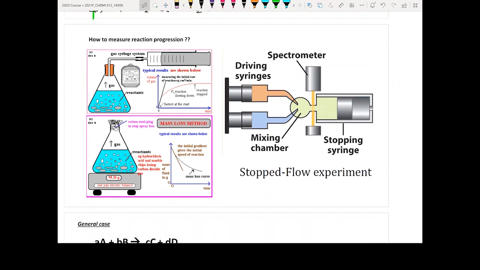Okay, so this slide simply tells you how the measurement has changed in the past 20 years. In old times, like the 19th century, when we measured all these kinetics, what you did was cook your reactants, then collect the gas, then measure the volume of the gas, then use the ideal gas law to calculate the number of moles of your gas. You can see that process takes very long, and the accuracy is relatively low. So nowadays, the state-of-the-art technology is the so-called stopped-flow experiment.